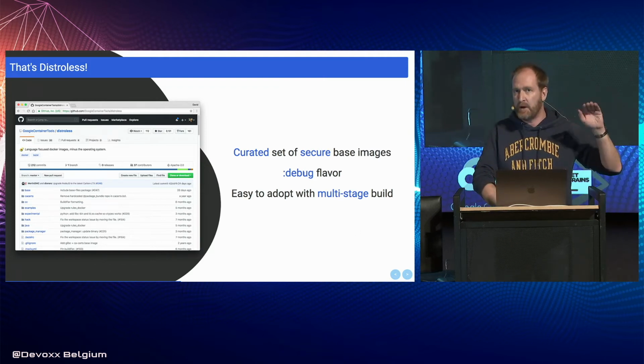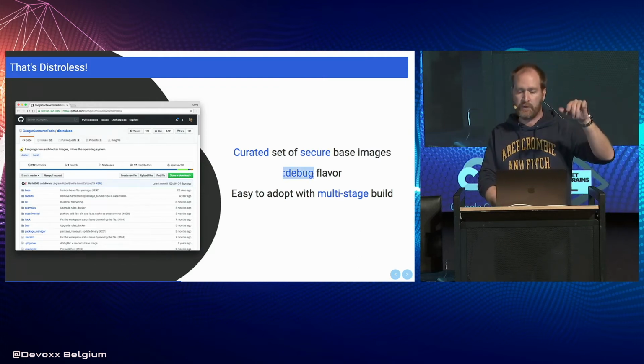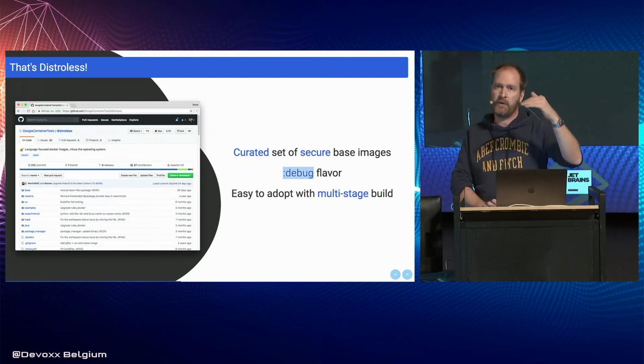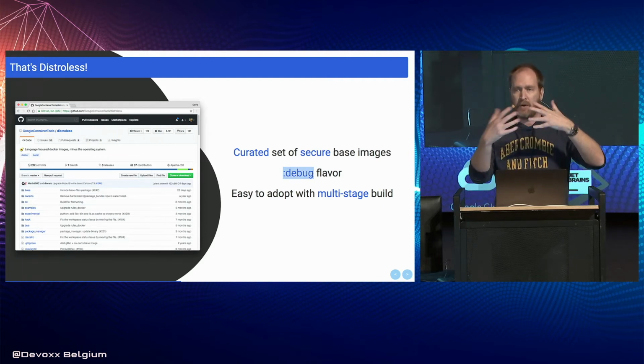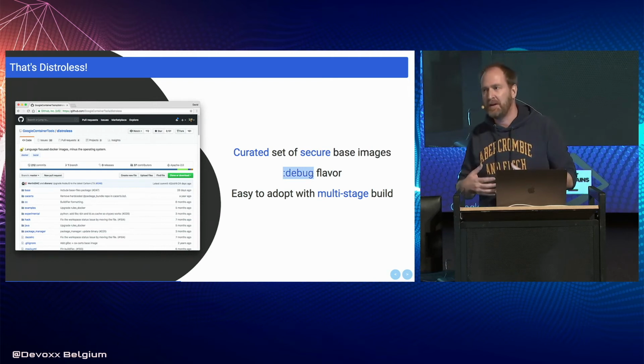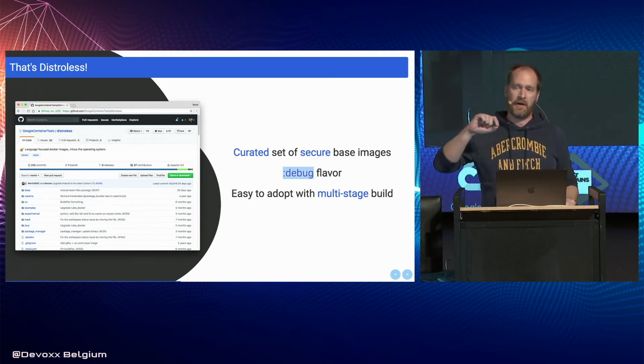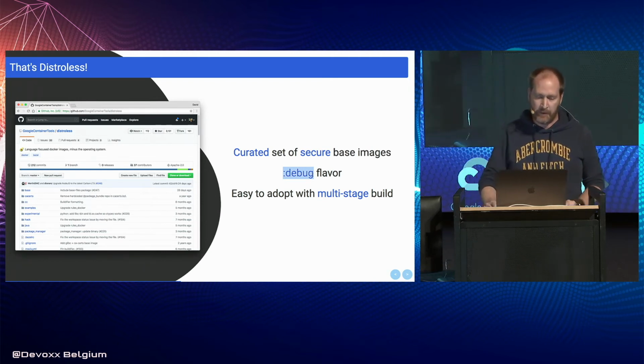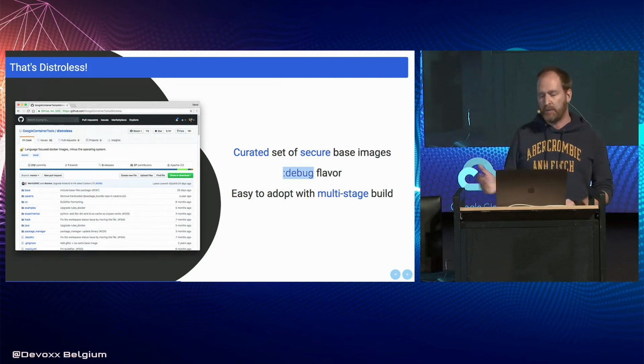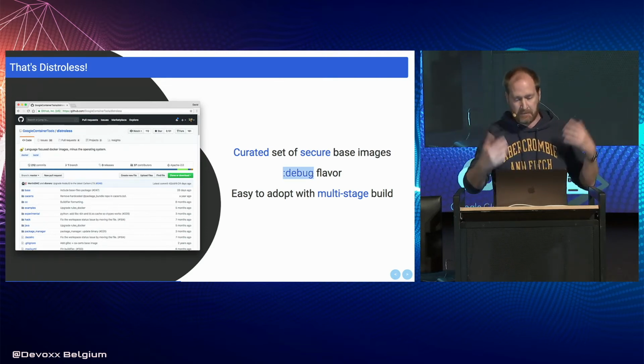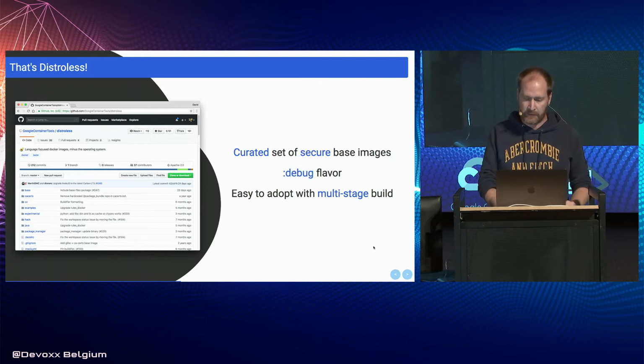If you really need to debug inside your containers, you might want to use the debug flavor of each of those images. It's the same plus a shell, because sometimes it's very convenient to connect to a shell in a running pod. Okay? It's very easy to adopt. You should give it a try if you like it or don't like it. It's quite easy to try.